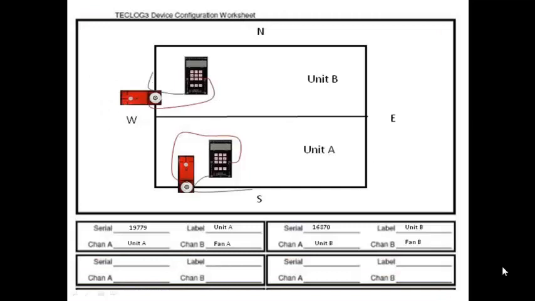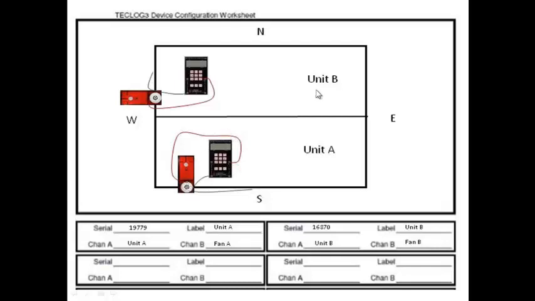And this is an example of the TECLOG configuration worksheet filled out. So we're showing that in Unit A, we've got a blower door set up and one DG700, and we've got channel A as our envelope pressure going to the south side, and on channel B, we're going to the fan flow.